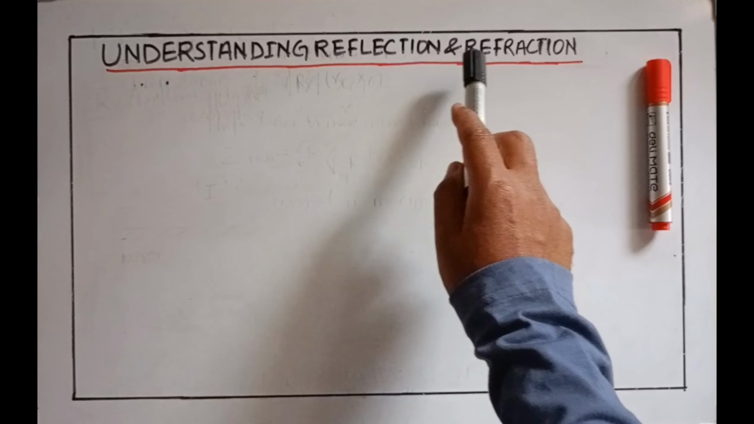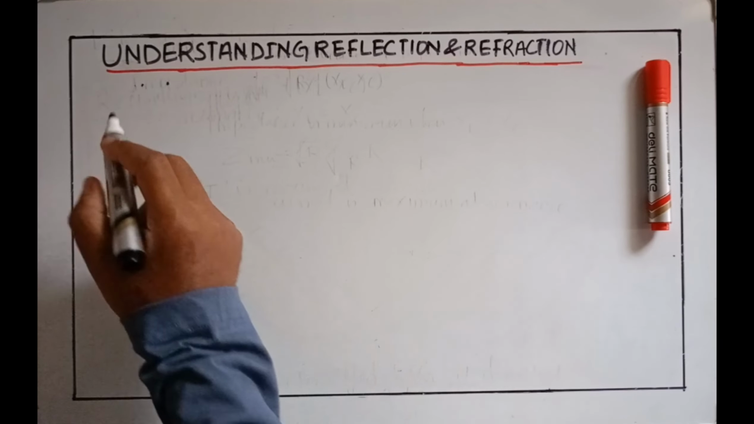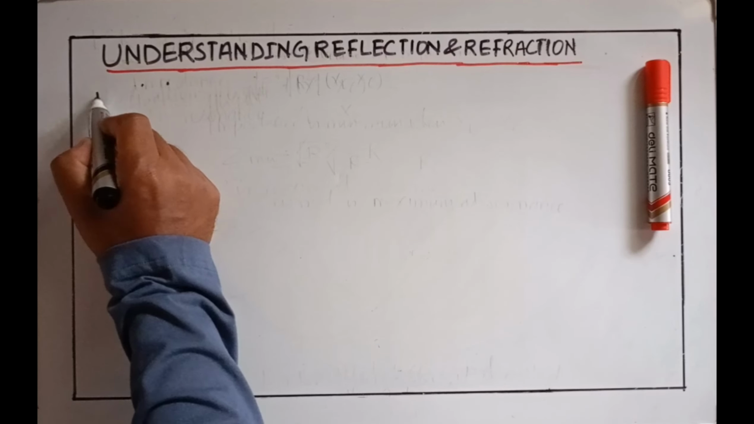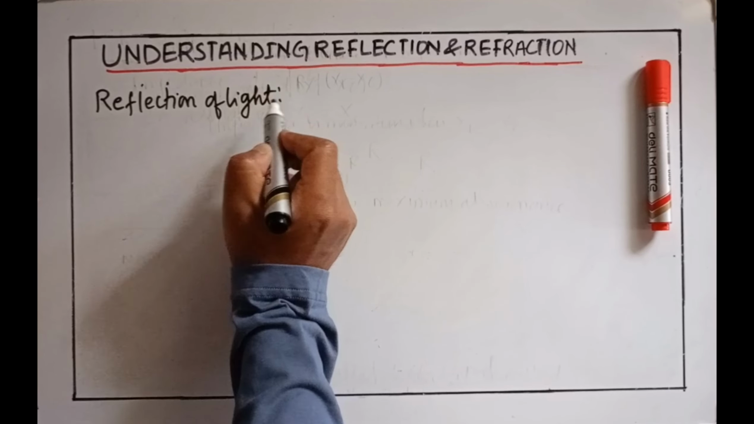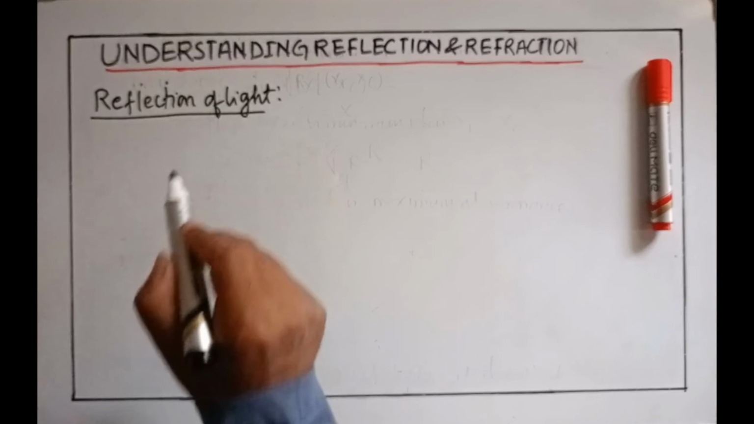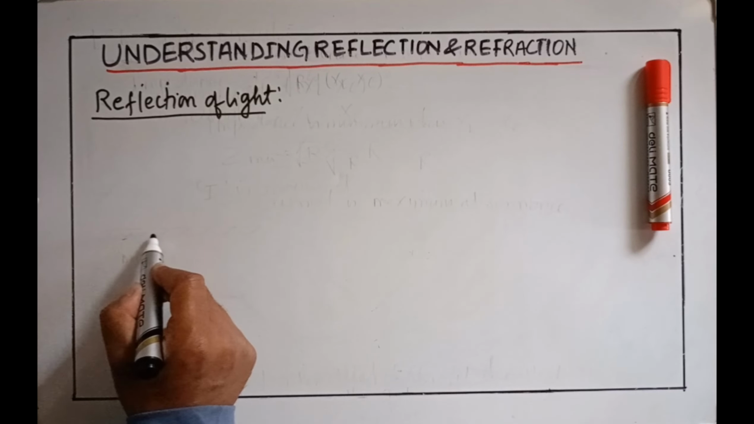Understanding reflection and refraction of light. So let us begin by discussing reflection of light. In order to have reflection of light, we must have a reflecting surface.